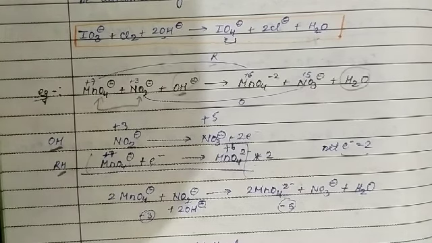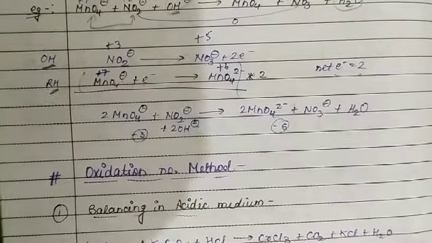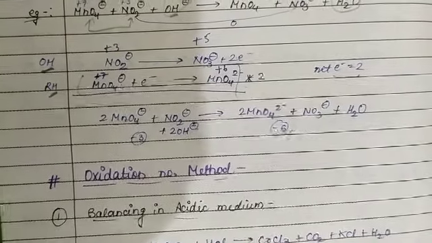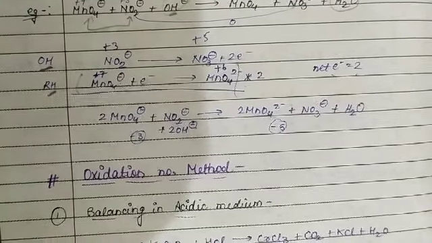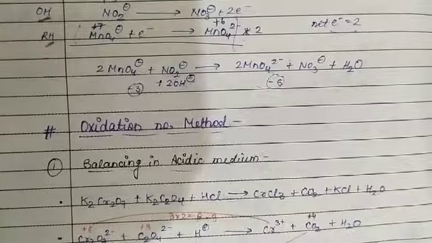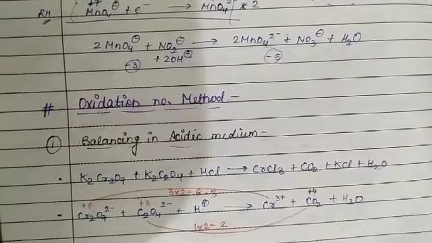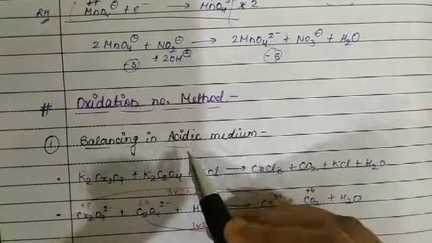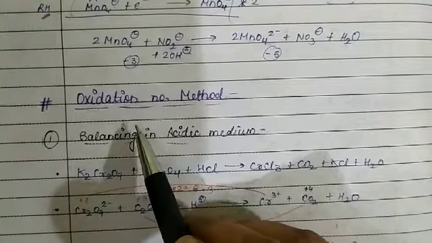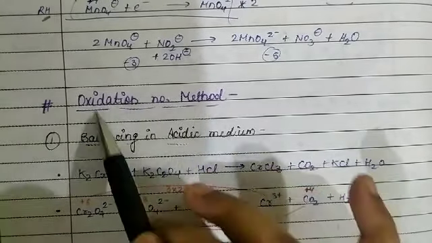So we are doing the oxidation number method for balancing of redox reactions. Balancing of redox reactions using the oxidation number method. First we are doing the balancing in acidic medium. See the steps followed in the oxidation number method. The reaction is given, now we are balancing it using the oxidation number method.